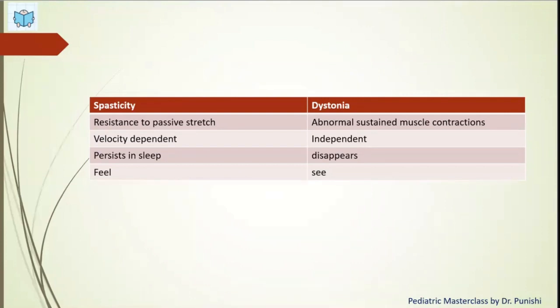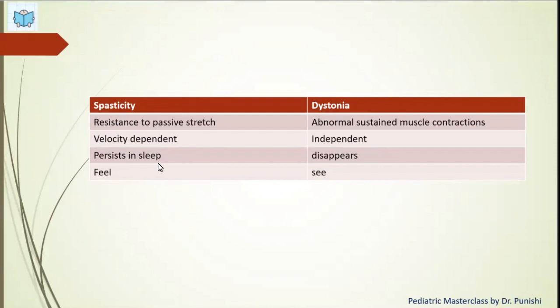So let's say when you try to manipulate a limb or lift a child who has dystonia, suddenly the body will go into abnormal posturing and there'll be abnormal contraction of muscle groups. Again, like we discussed, spasticity is velocity dependent, dystonia is not. Spasticity persists in sleep as well, whereas dystonia completely disappears when the patient is asleep.